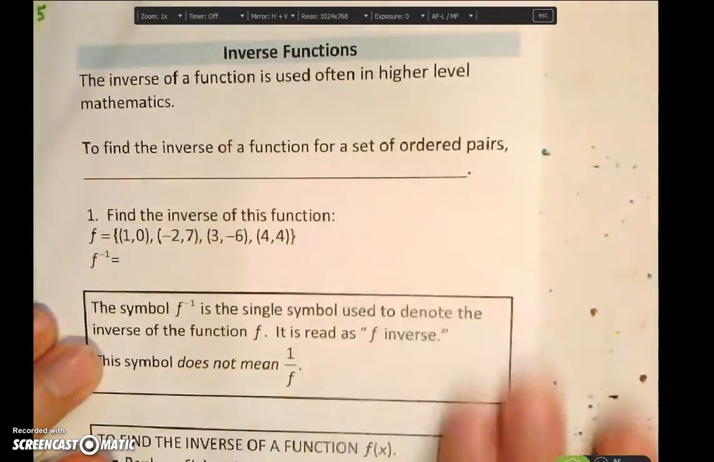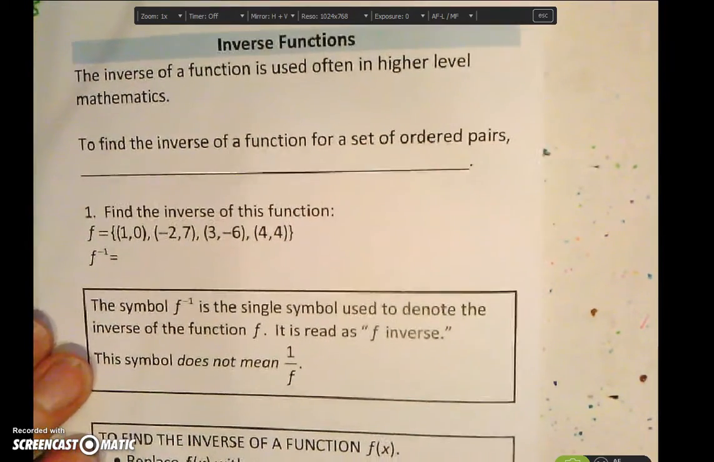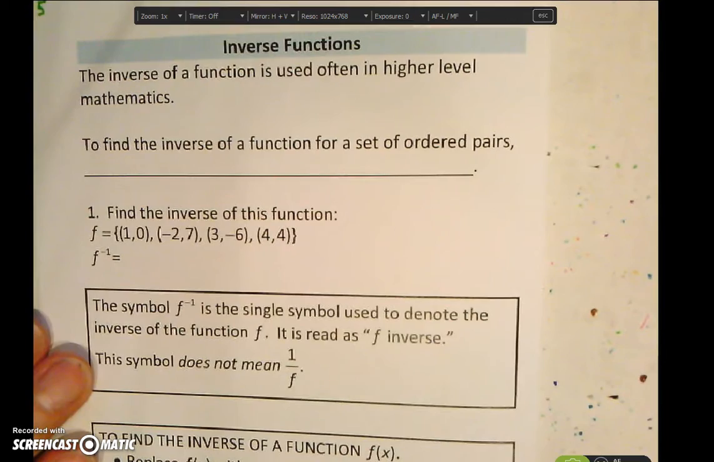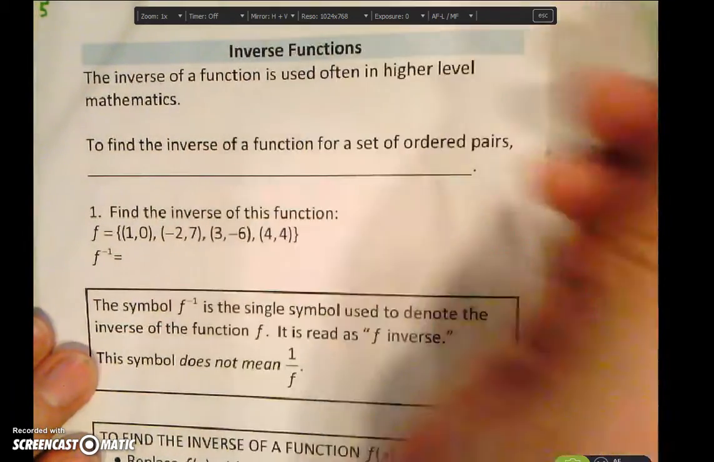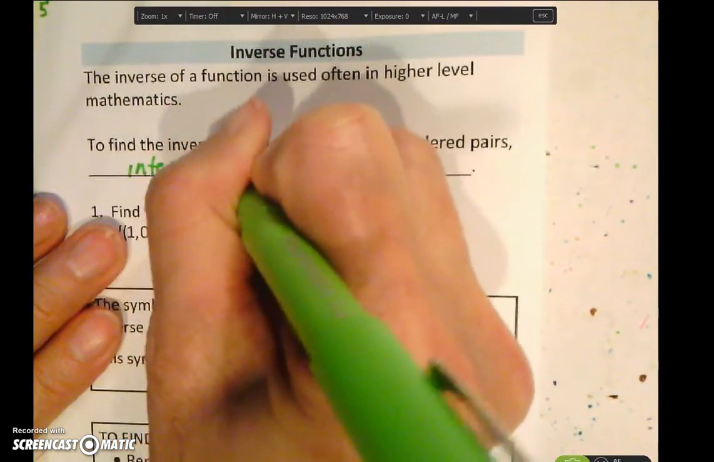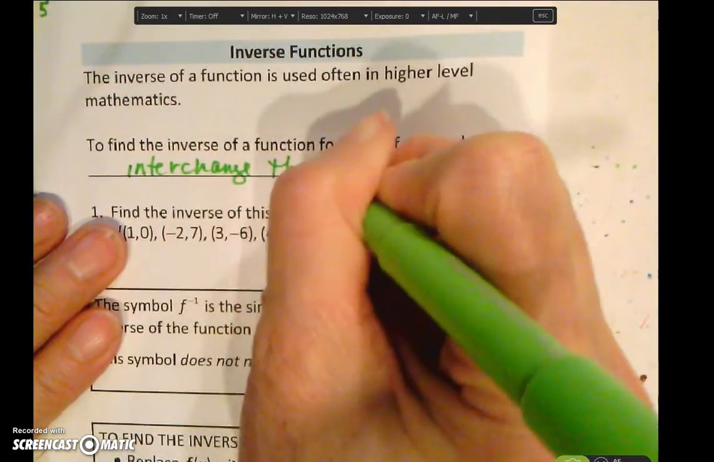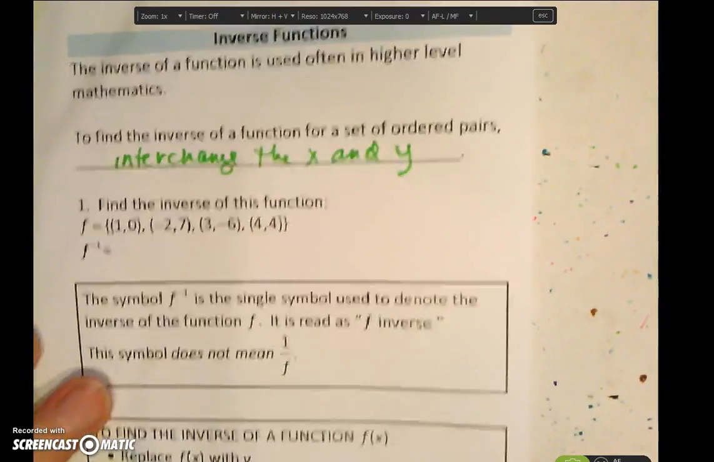So the inverse of a function is used often in higher level math. In fact, we're going to be using it when we start our logarithm unit, the next unit. So we define logarithms as an inverse of an exponential function. So to find the inverse of a function for a set of ordered pairs, you just interchange the x and y. So let me just show you what that means.